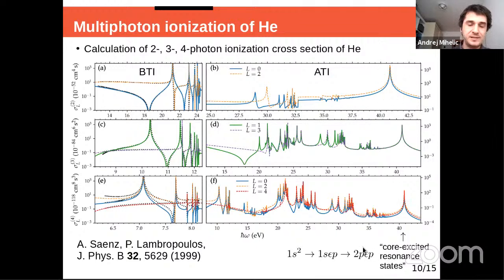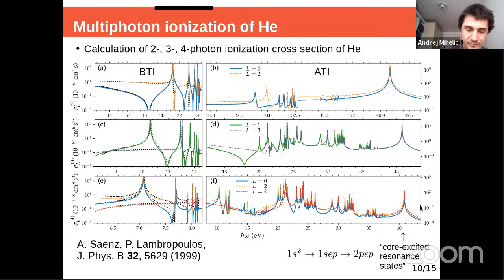I didn't mention this when I talked about the method, but it is also possible to have transitions in the continuum in which, let's say, the excitation occurs in the atomic core, and the continuum electron acts as a spectator. And this results in a very strong enhancement in the cross-section, and this has been named a core-excited resonance state.